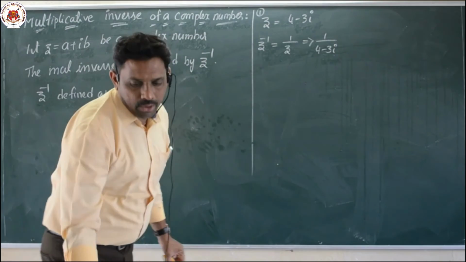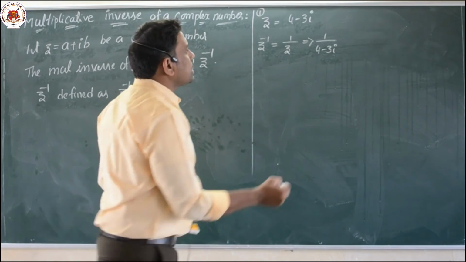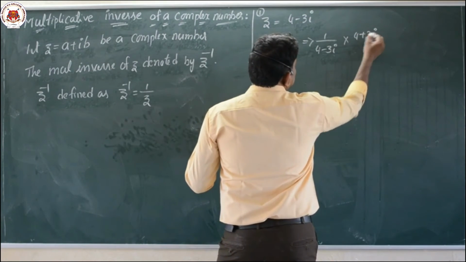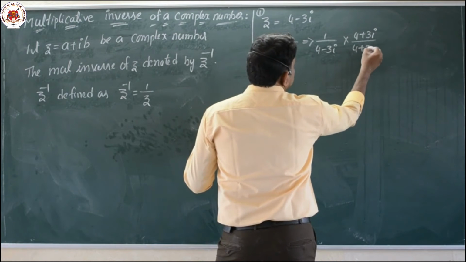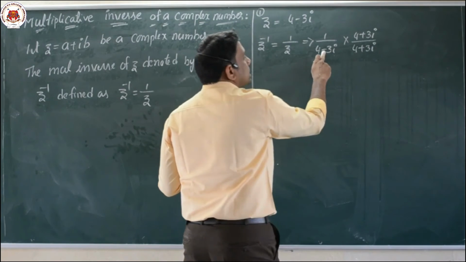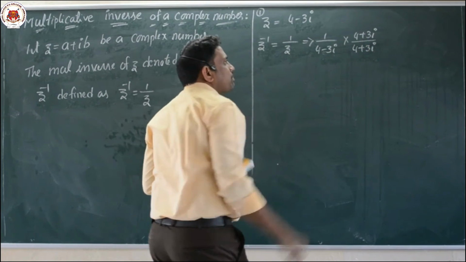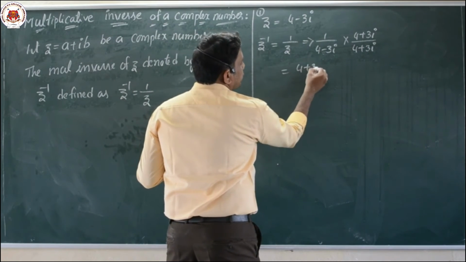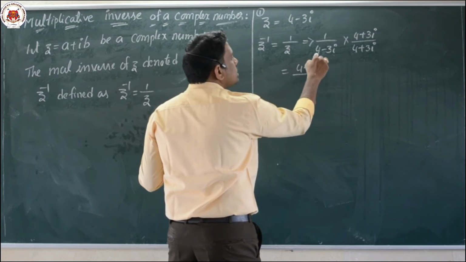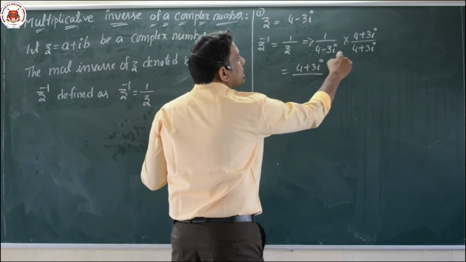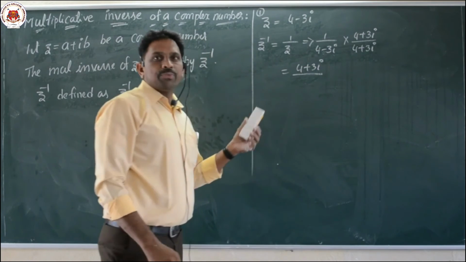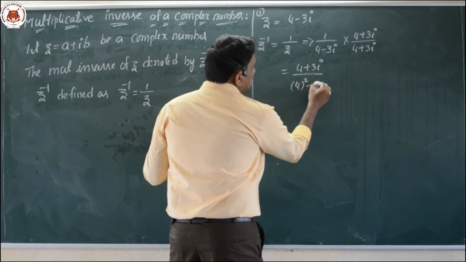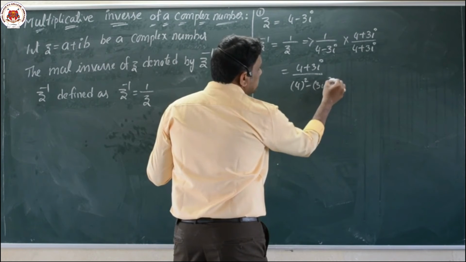Now we have to rationalize. So rationalizing here, a negative is there, so you multiply with 4 plus 3i, the numerator and the denominator, because of that negative sign. Multiply with positive. 1 into 4 plus 3i is nothing but 4 plus 3i, and this is in the form of a minus b into a plus b.